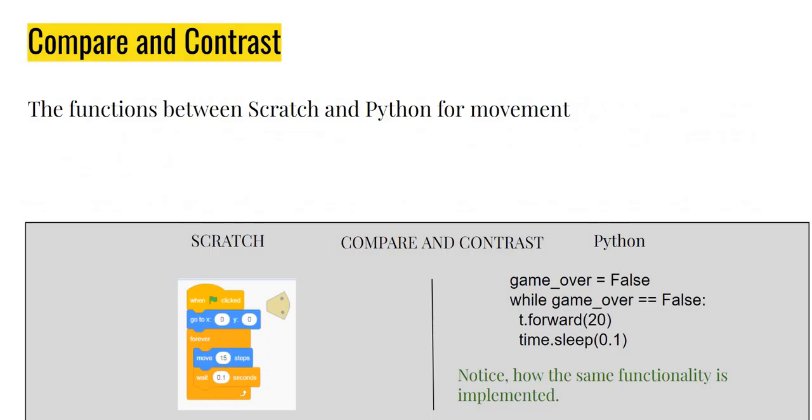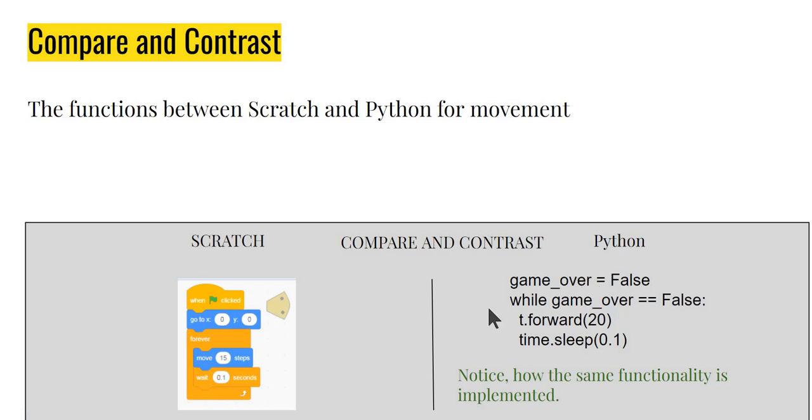Before we wrap this up, let's just do a quick compare and contrast. Like I said, we are basically emulating what we had done in Scratch. In fact, the code is very, very similar. I've used a Boolean variable here, which is set to false, or while not game over. Move, which is t.forward, and sleep, which is basically this wait. Now, just in case you're wondering, this forever was like literally forever. This is until a condition.